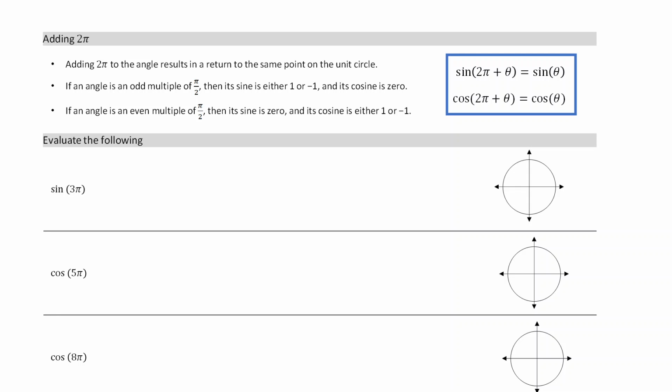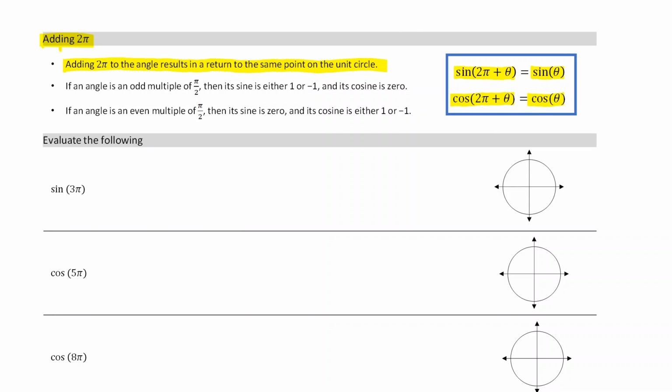We are going to work through these notes here, which is all about adding 2 pi. So adding 2 pi to the angle results in a return to the same point on the unit circle. So we can say the following, that sine of 2 pi plus theta is the same as sine of theta. So too, cos of 2 pi plus theta is the same as cos of theta.